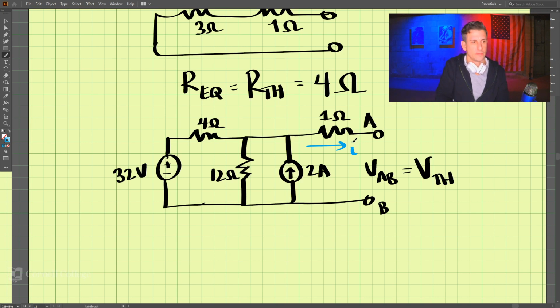The current. Well, since this is open, this current must be 0. So this must be equal to 0 because it can't flow in this direction. Okay? So how do we do this? Well, let's look at KCL here at this node.